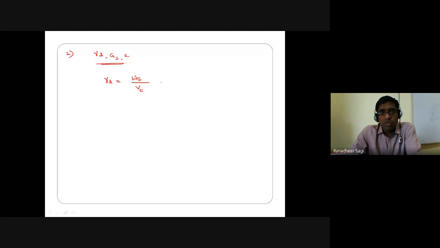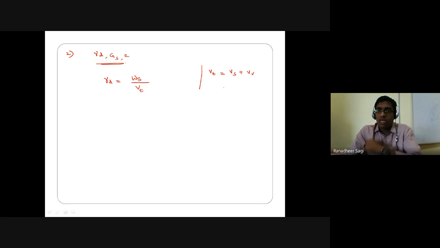Now, when I am talking about the total volume of the soil, how do we write it down? The total volume of the soil is nothing but the volume occupied by the solid particles plus the volume occupied by the void spaces. Now, let me try to rewrite this volume of voids in terms of volume of solids. So volume of solids plus volume of voids is what I am trying to rewrite in terms of volume of solids.